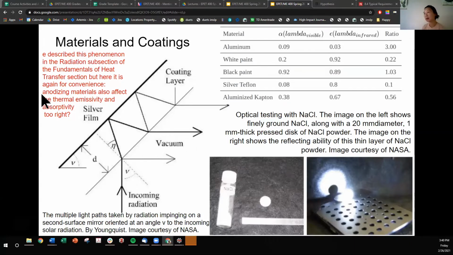Last time, we were talking about how polished aluminum behaves differently than anodized aluminum, which answers this question of, do anodized materials also affect the thermal absorptivity and emissivity? Absolutely.